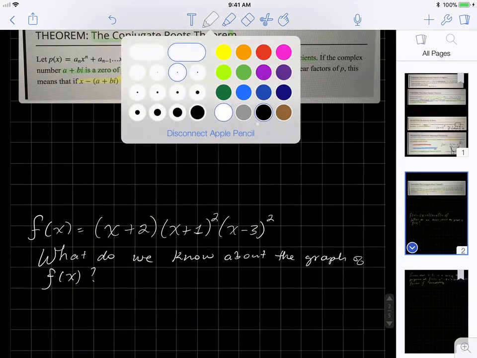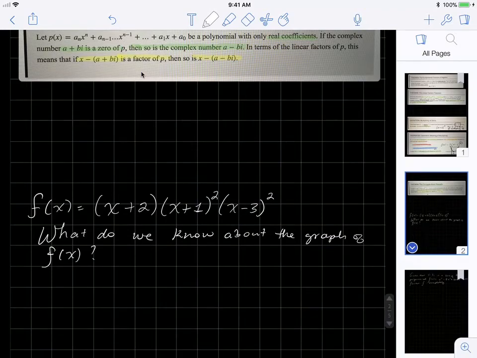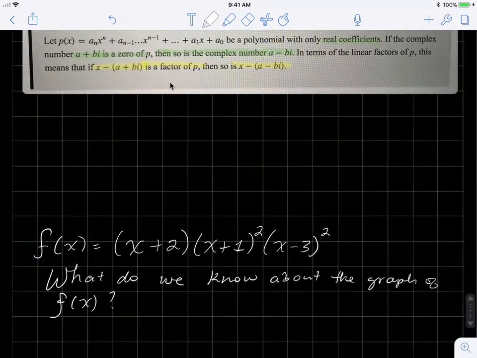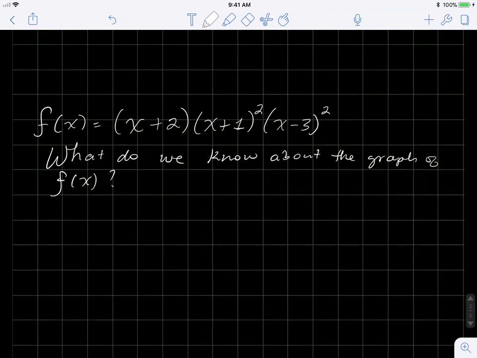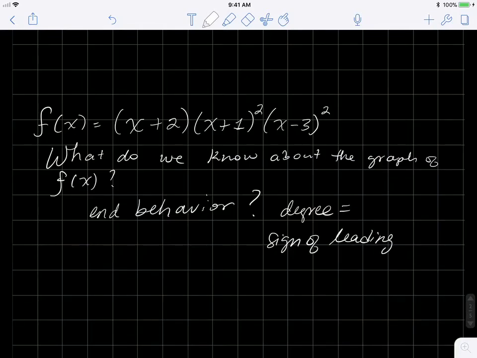And so if we look at this example right here, let f of x equal this polynomial that's already in factored form, what do we know about the graph of f of x? And what we know is we can tell its end behavior because we know the degree and we know the sign of the leading coefficient. And so what is the degree of this polynomial? Well, let's take a look. We have a 1 here, right? A 2 here, and a 2 here. So this polynomial is degree 5.